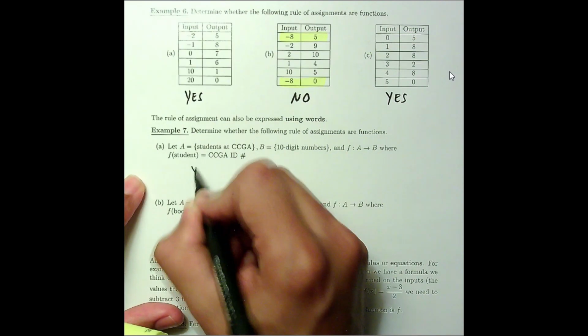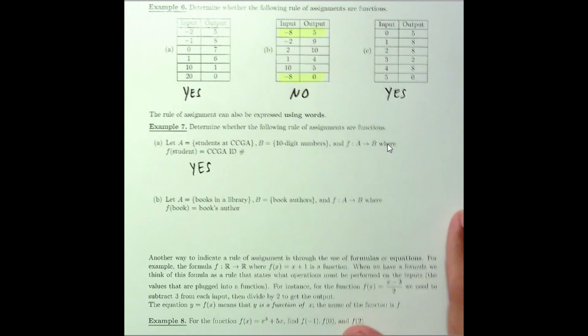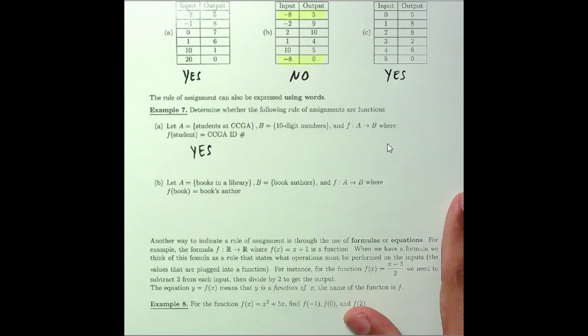This is a function because each student, once they're admitted to CCGA, is assigned a CCGA ID number. So each student is going to have an ID number, and no student has two ID numbers. If we made the diagram for this, there wouldn't be two arrows coming out of one student. Each student has one and only one assigned ID number. So that's a function. How about the next one?